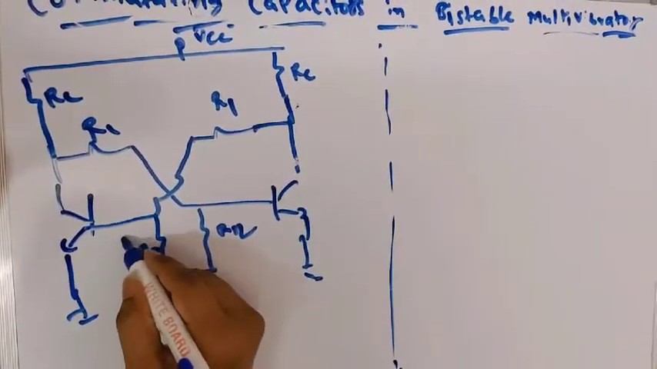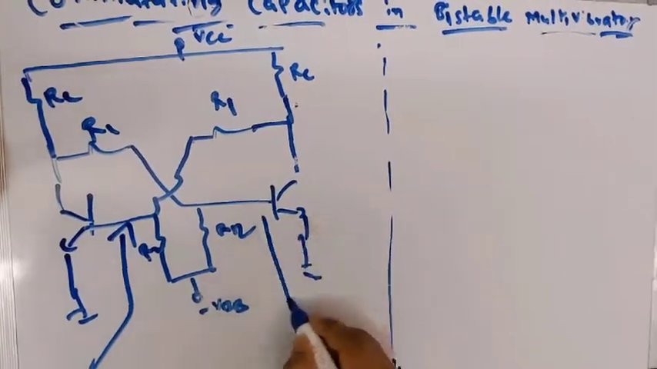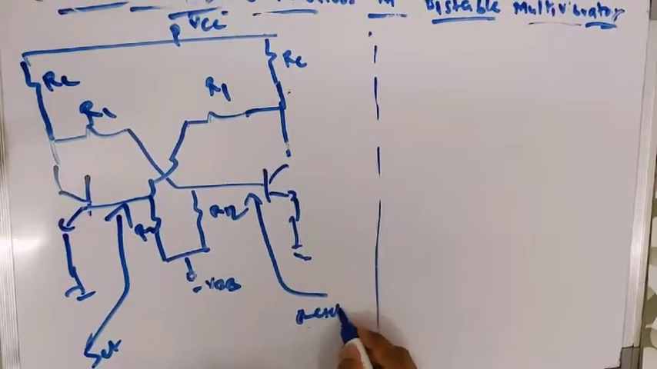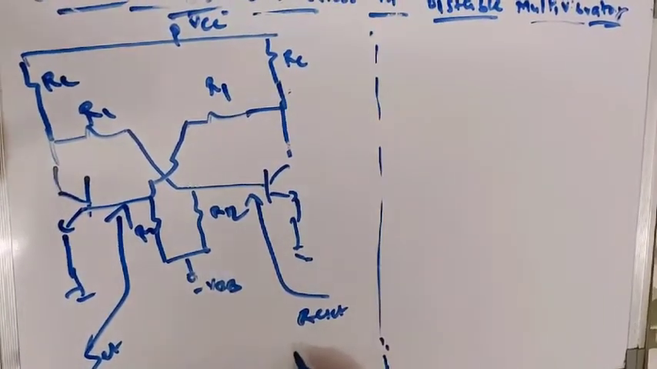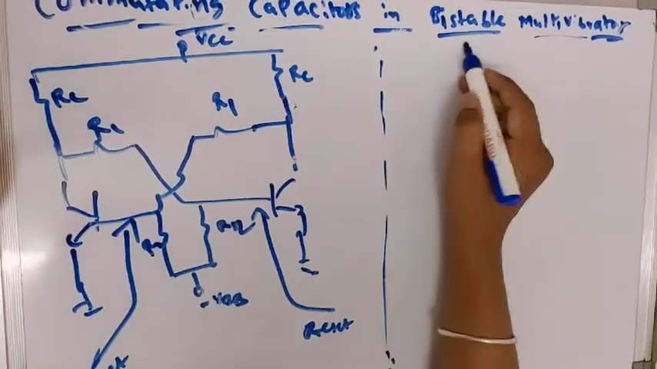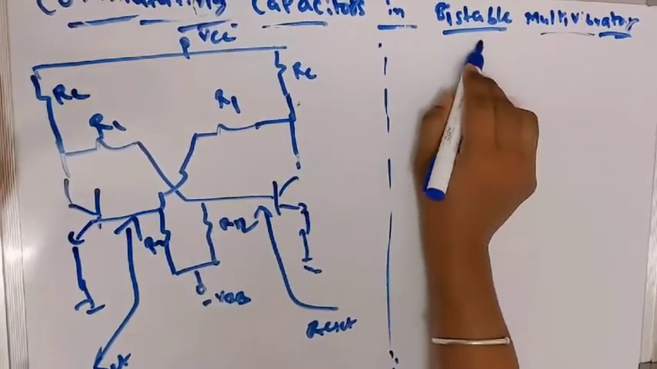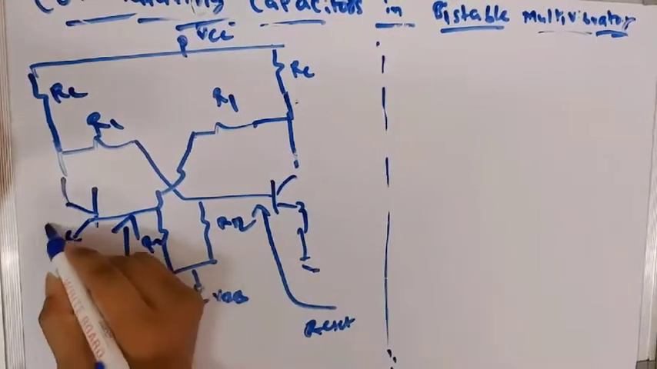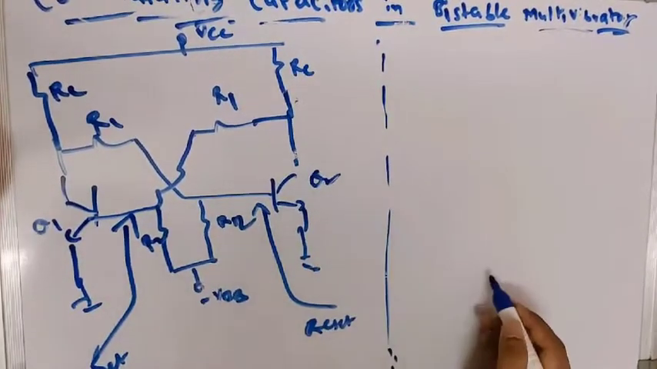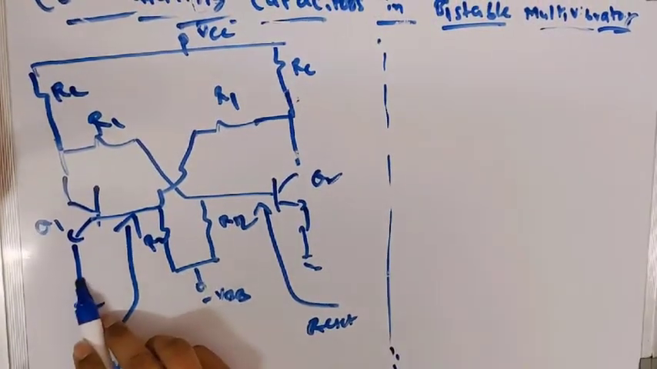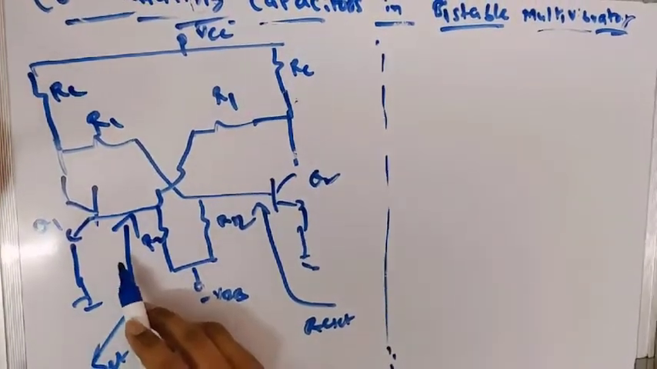Now we will apply an external triggering signal to the base of the transistors to change the state from one stable state to another stable state. The name itself says it is a bistable multivibrator. It has two stable states. The transistor will be indefinitely in one of the stable states until we apply an external triggering to it. When we apply an external triggering, the transition will happen from one state to another state.